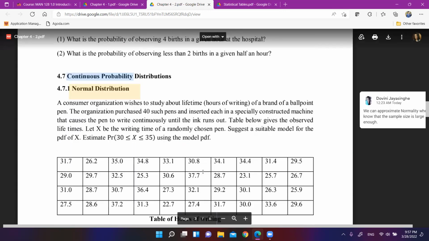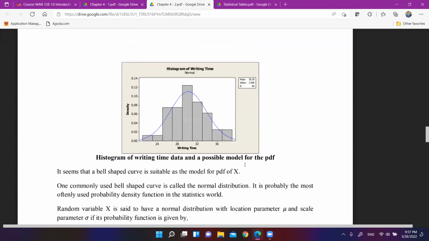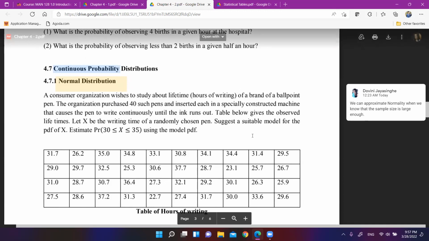Right? So here, this one, I think we discussed this. Did we? Yes, we discussed this last week. Just one thing for you all to know.